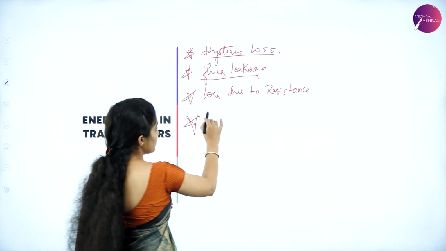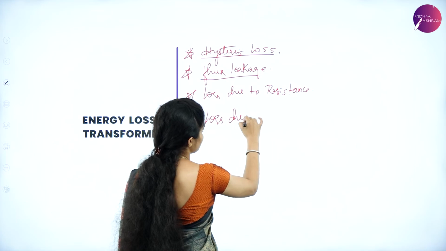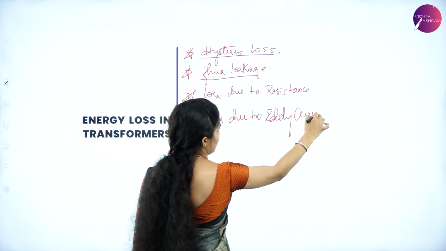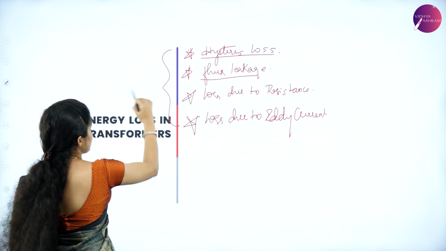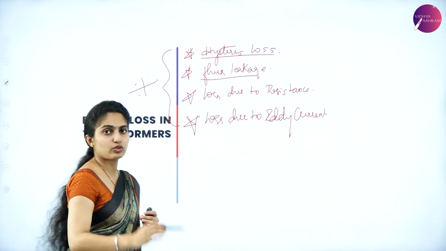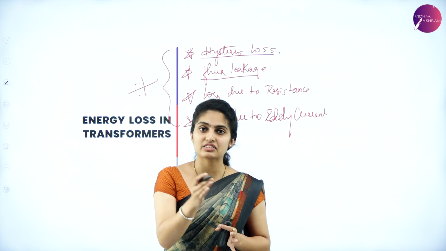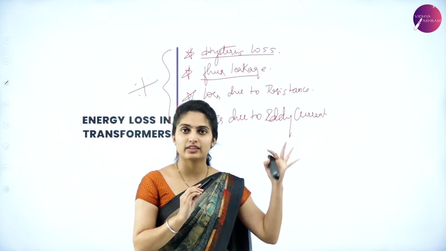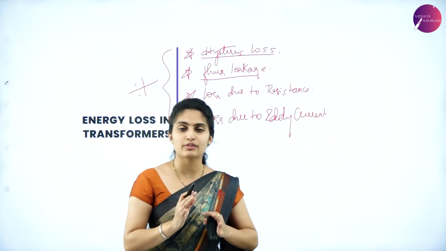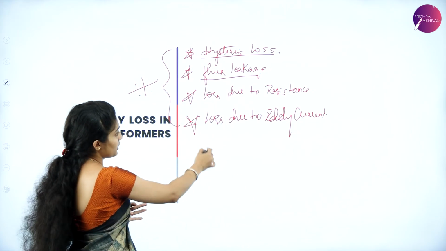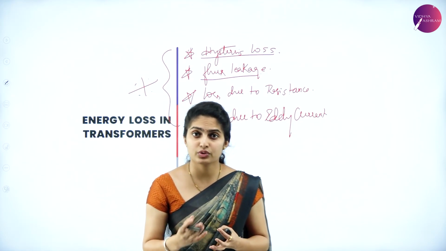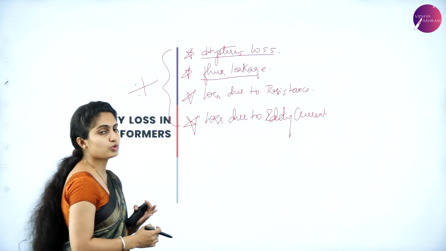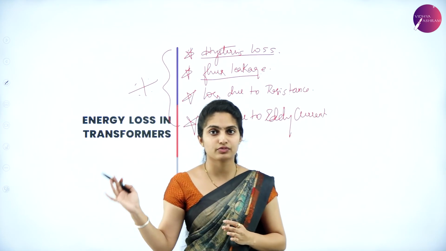And the final loss is due to eddy current. These losses are very important questions in this chapter, alternating currents under the transformer, as well as step up and step down. Step up, step down, and the energy loss in transformers are very important. So these four are the losses. In case of loss due to eddy current, heat loss is produced. Okay, so these are the four most important energy losses in a transformer.